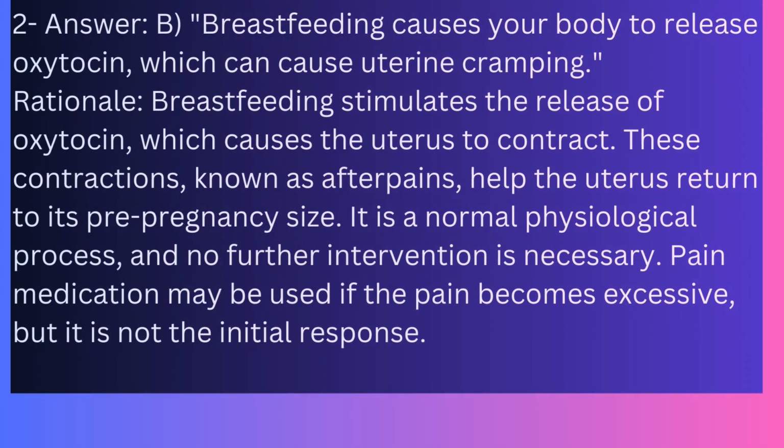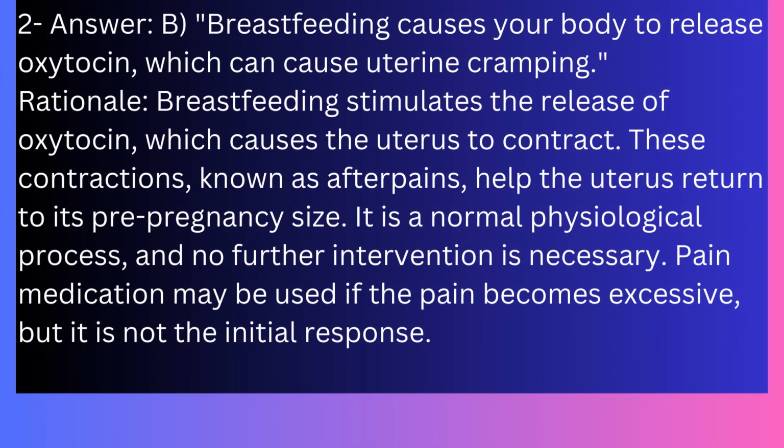The answer is B. Breastfeeding causes your body to release oxytocin, which can cause uterine cramping. Breastfeeding stimulates the release of oxytocin, which causes the uterus to contract. These contractions, known as afterpains, help the uterus return to its pre-pregnancy size. It's a normal physiological process, and no further intervention is necessary. Pain medication may be used if the pain becomes excessive, but it's not the initial response.